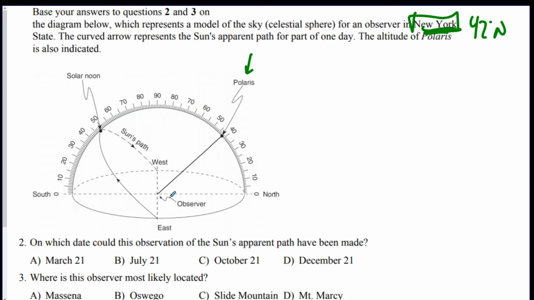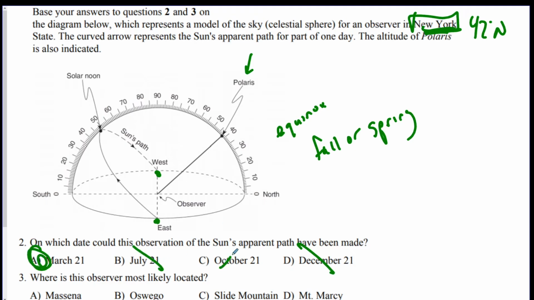So a key factor to notice is that the sun's rising directly east and directly west, which means this has to be an equinox, which means it's either fall or spring. So it looks like December's out, July's out, and the only one is March 21st. October 21st is not a thing. And then it says, where is this observer most likely located? Well, we could figure out the location based on the altitude of Polaris. Polaris is at 40, it looks like 41.5 degrees.